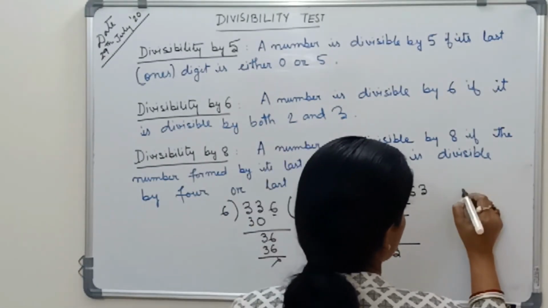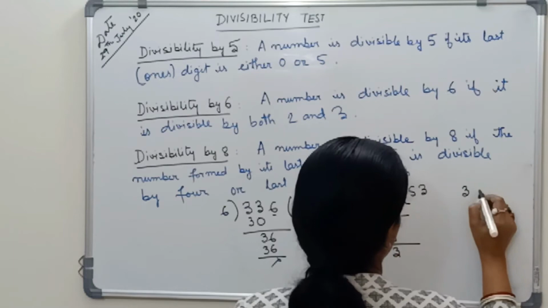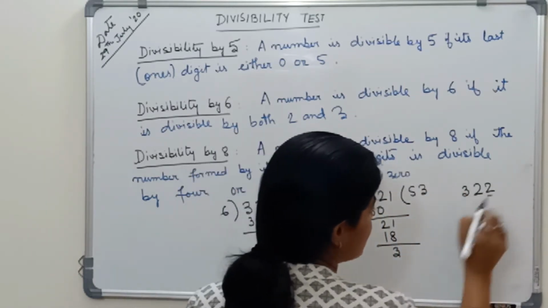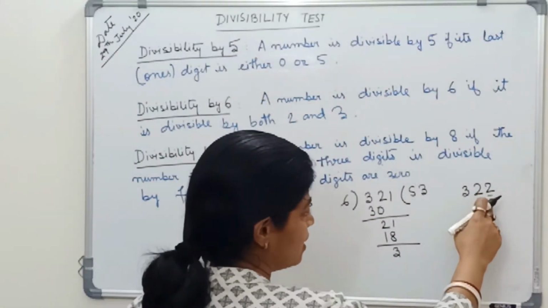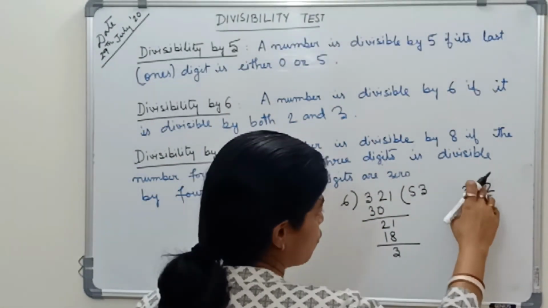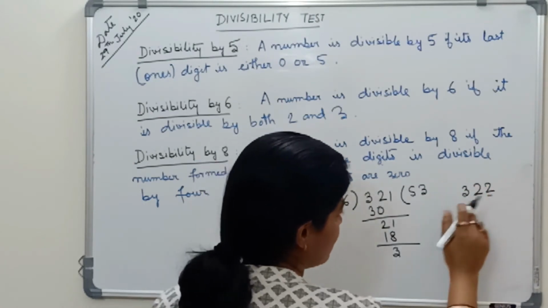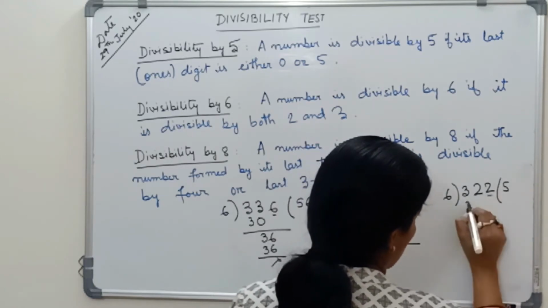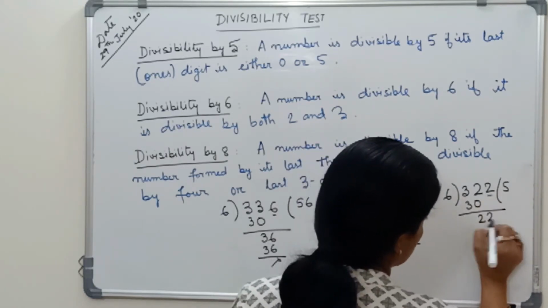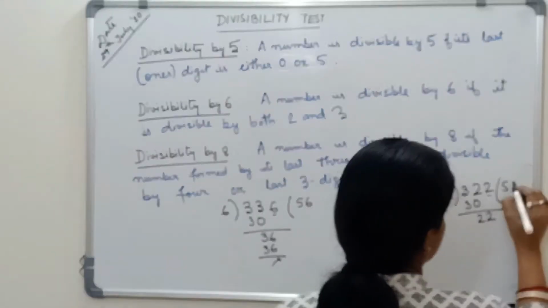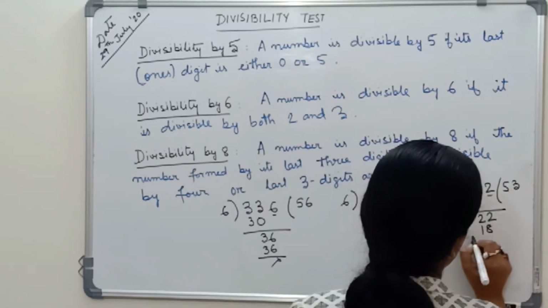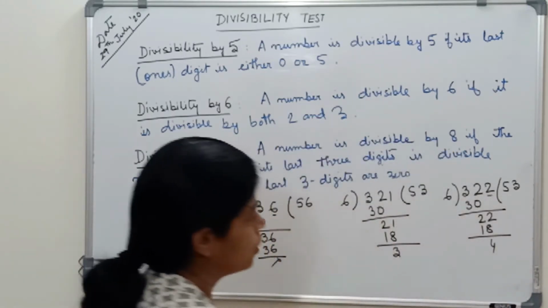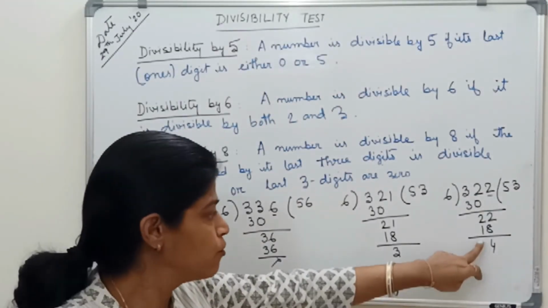Now a number, if I take, suppose 3, 2, 2. Then this number, the last digit is 2. So this number is divisible by 2. But if I add 3, 4, 5, 6, 7, this is not divisible by 3. So this number will also not be divisible by 6. 6 fives are 30. Then 22. 6 threes are 18. This is 4. So here a remainder 4 is coming.